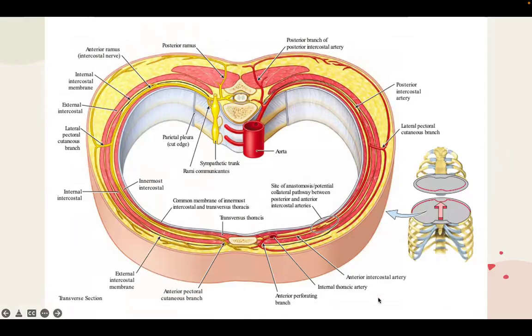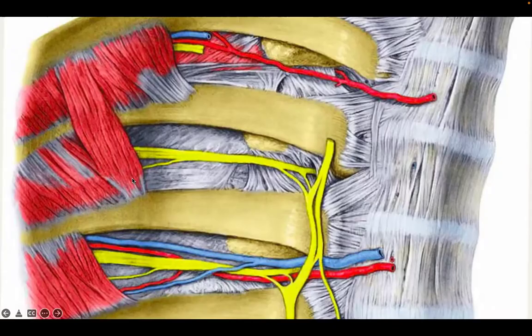Let's follow a typical intercostal nerve like T3 to T6. It stands between the parietal pleura and internal intercostal membrane, then passes between the internal intercostal and innermost intercostal muscle. They travel in the costal groove, and here's a key relationship: intercostal vein, intercostal artery, and intercostal nerve run in the costal groove from top to bottom.